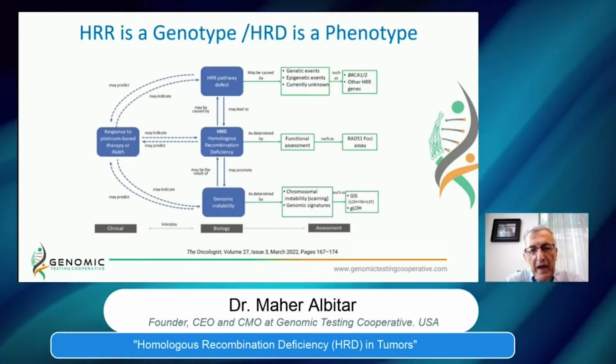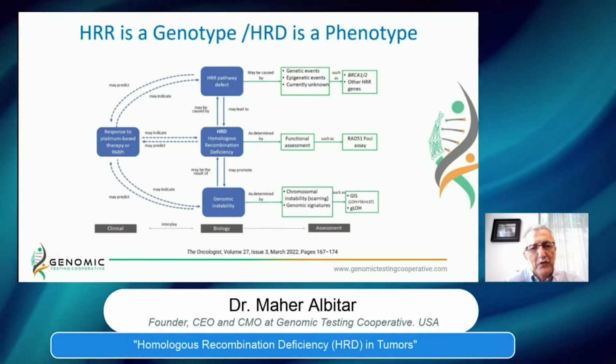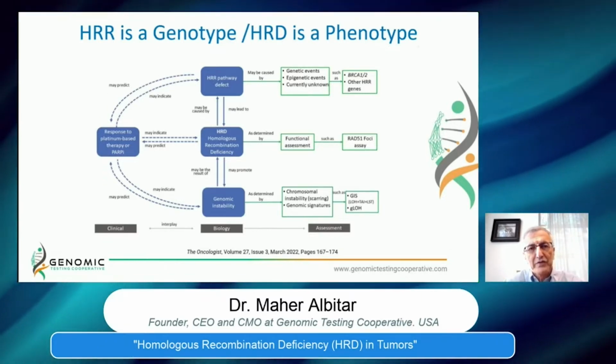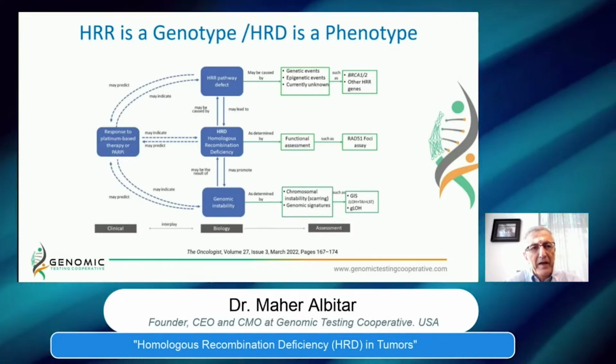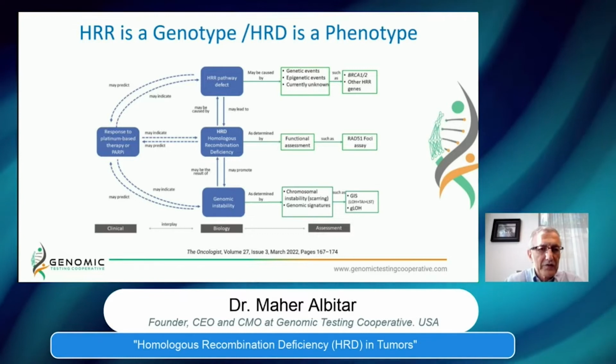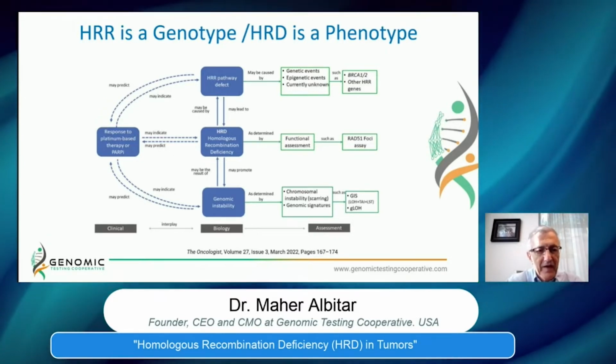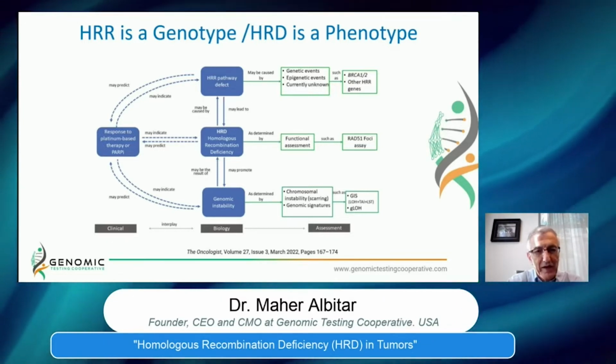So the whole purpose, of course, the clinical purpose of demonstrating homologous recombination deficiency, is the treatment with platinum-based therapy or PARP inhibitors, as you can see here on the left.